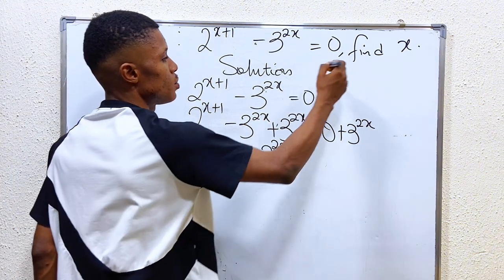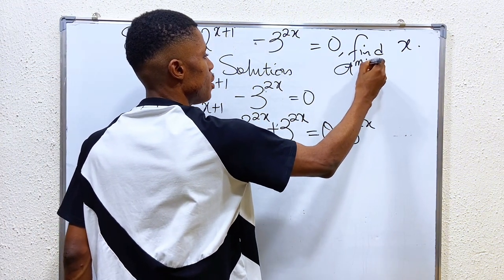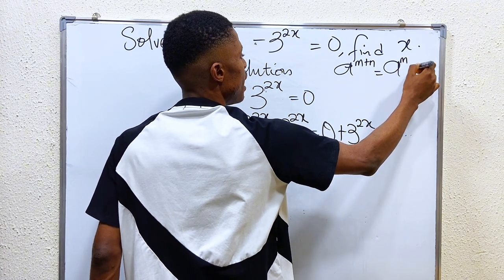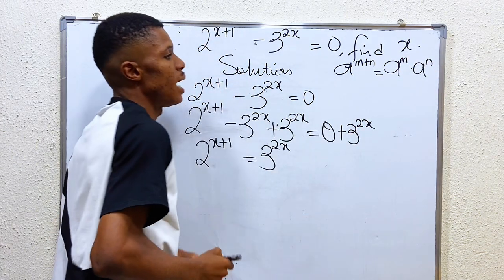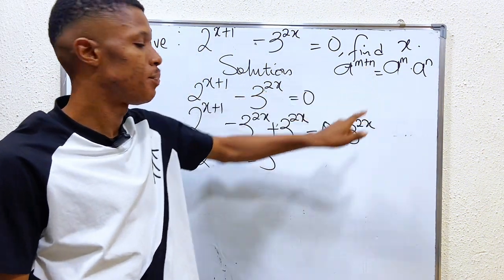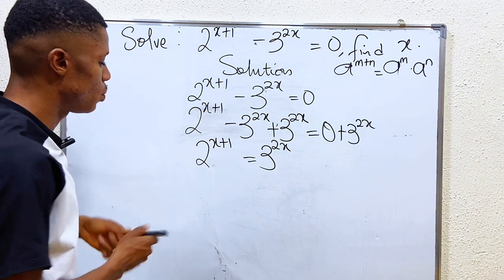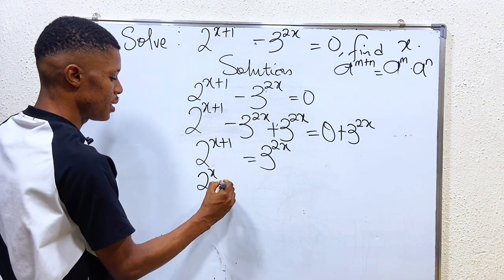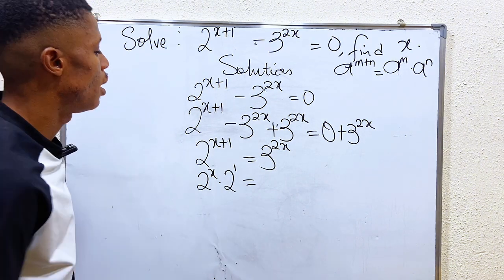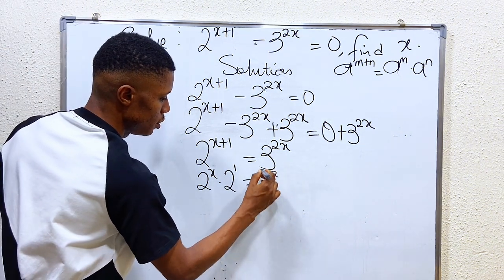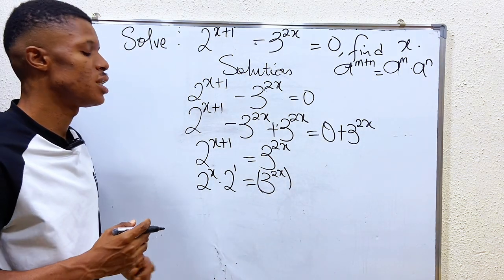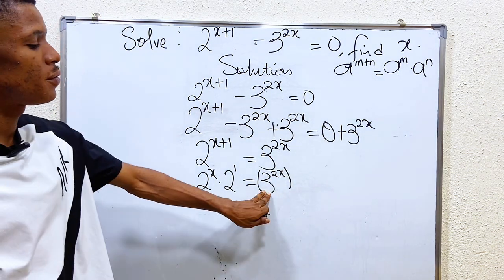Remember the laws of indices, which says that a to the power of m plus n is equal to a to the power of m times a to the power of n. That means whenever you're multiplying in the same base, you add their powers. So we are going to apply it here. So we have 2 to the power of x times 2 to the power of 1 is equal to 3 to the power of 2x.